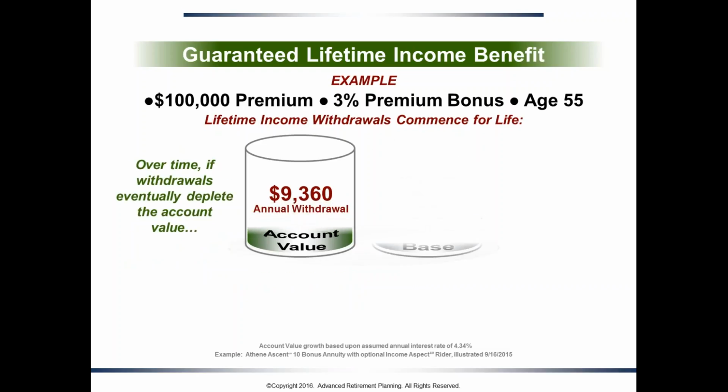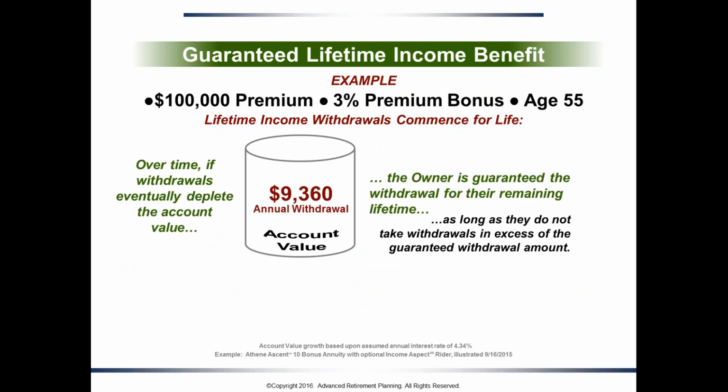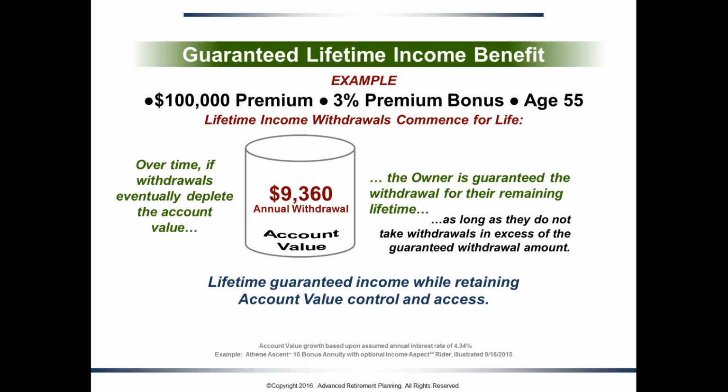And as we mentioned before, if those withdrawals eventually deplete that account value, as long as they didn't take too much out and kill their value off, then even if their account goes to zero, they're still going to get that $9,360 a year for life. So that is how a GLIB works, to provide lifetime guaranteed income while still giving that account control and access. And this is why people like it.